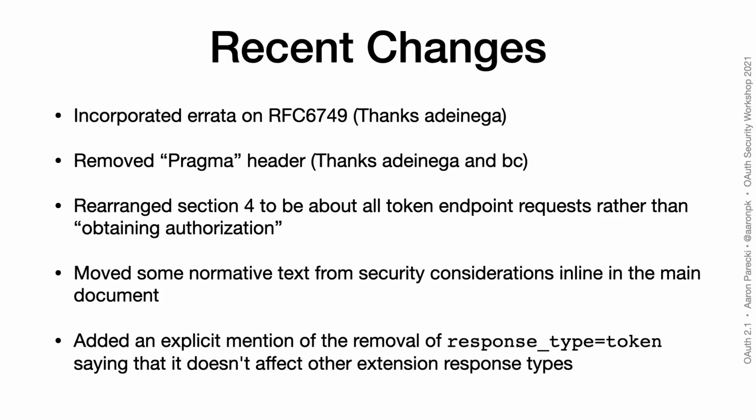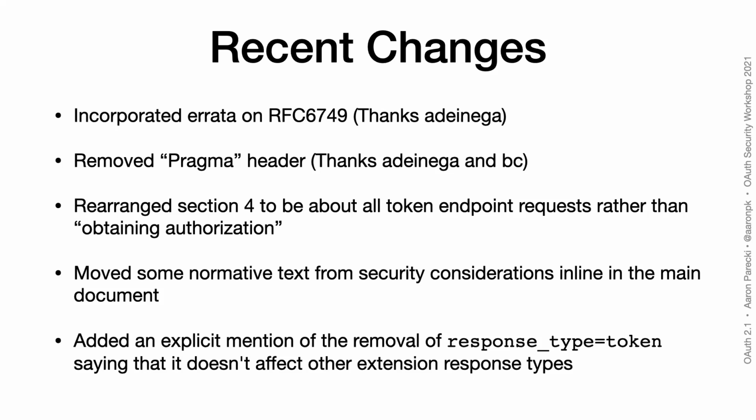The second to last bullet point is still ongoing, but there's a lot of things in the security considerations of the various drafts that are part of this that are actually normative text. One of the goals we're trying to do is move all the normative material into the actual document, not just leave it in the security considerations. We're trying to make it so that the security considerations are really just considerations, not requirements. And one of the most recent things we talked about in the last interim meeting was explicitly mentioning the removal of response type token.